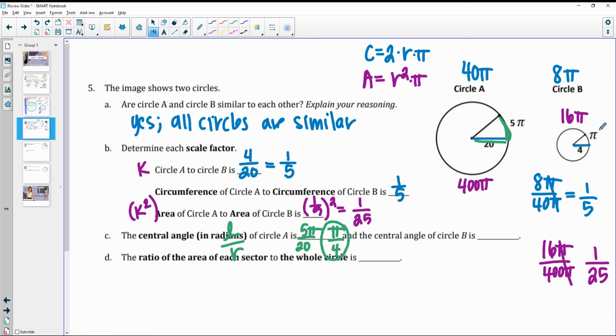And then this next one, the arc length is pi and the radius is 4. So we would do pi divided by 4 for that one. And then we can see that they are the same as each other.